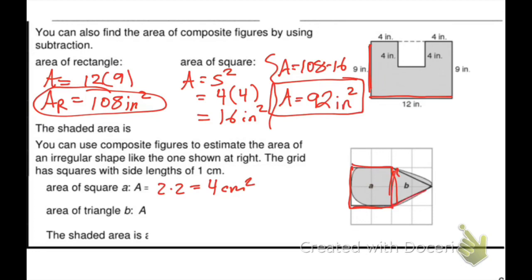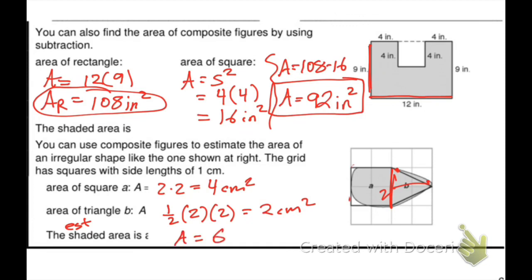And I have my triangle. The base of the triangle is 2. The height is 2. So I get 1/2 times 2 times 2. 1/2 of 4 gives me 2 centimeters squared. So the estimated shaded area is approximately 6 centimeters squared.